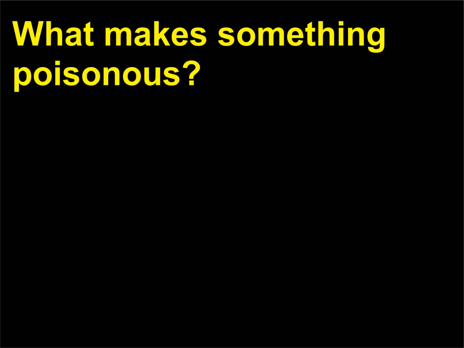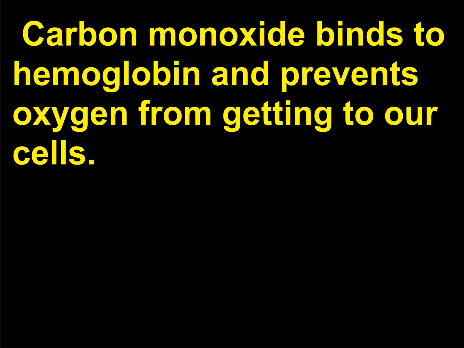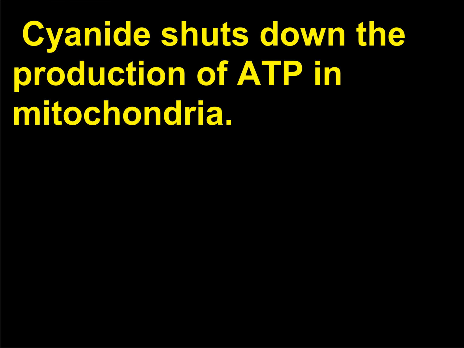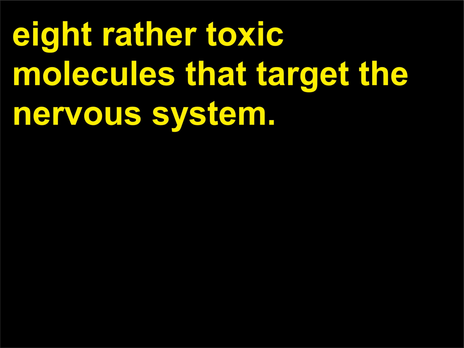What makes something poisonous? There are many ways to seriously disrupt our biological machine. Carbon monoxide binds to hemoglobin and prevents oxygen from getting to our cells. Cyanide shuts down the production of ATP in mitochondria. Hemlock is a weed that contains a mixture of at least 8 rather toxic molecules that target the nervous system.